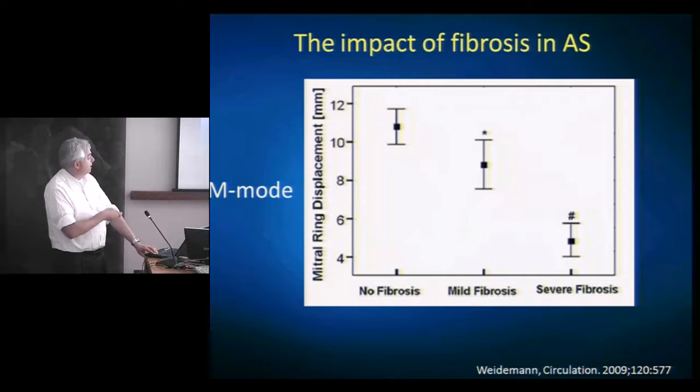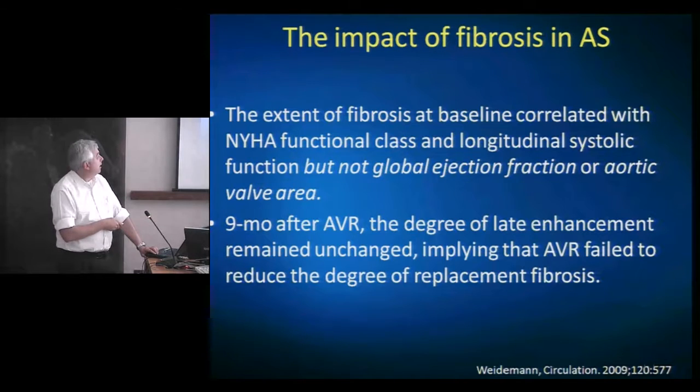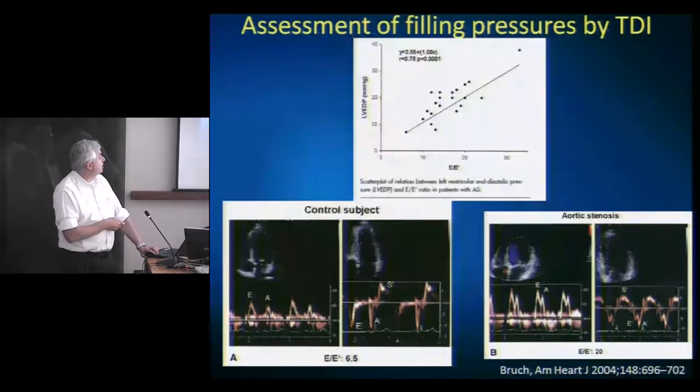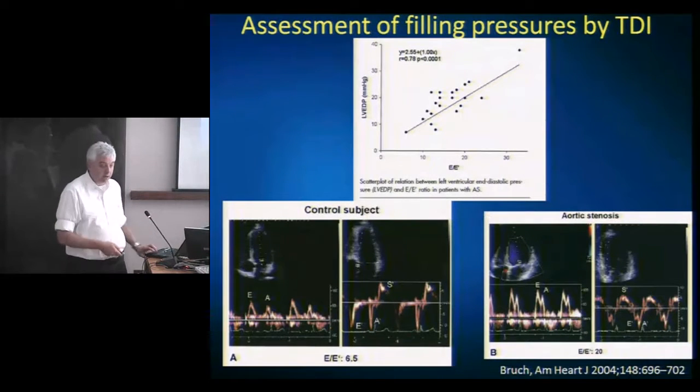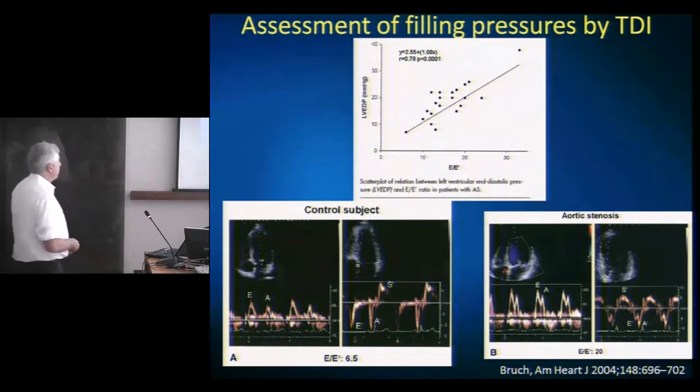And here's M mode, and I showed you a lot of Frank Wiedemann's work. He knows strain and tissue Doppler extremely well, and what worked out well for him was mitral ring displacement. And you can see how it correlates with the degree of fibrosis quite nicely in this article. And this is just to summarize that it correlates. And it correlated with late gadolinium enhancement on MRI as well.